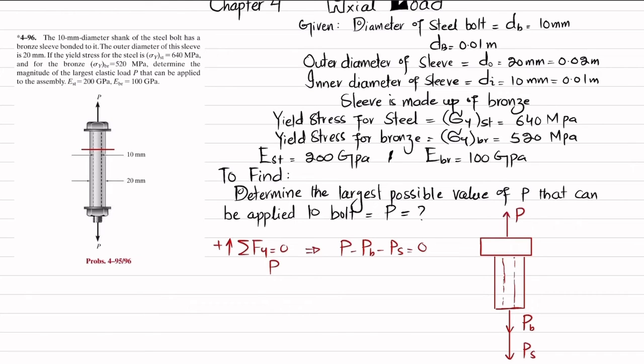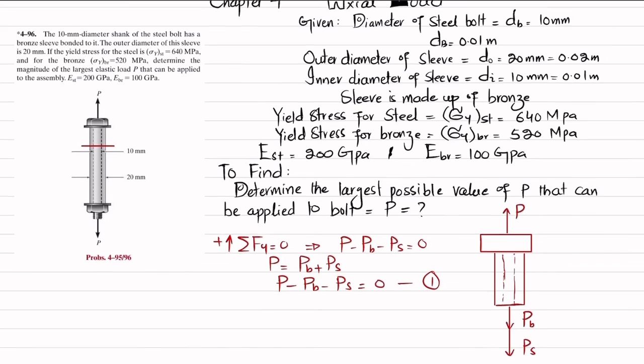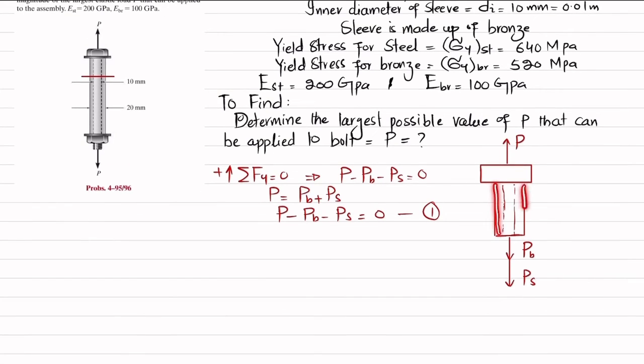So from here we know that P upward minus PB, which is downward, minus PS is equal to 0. So we can write P is equal to PB plus PS, or you can also leave it like this. It depends on you. So this is your equation number 1. Now you can see that this sleeve is bonded with this bolt, clear?